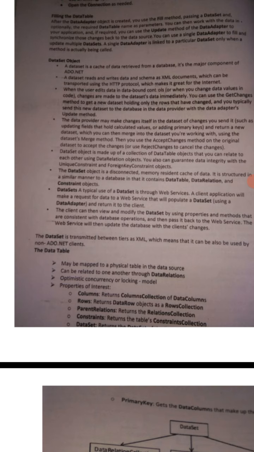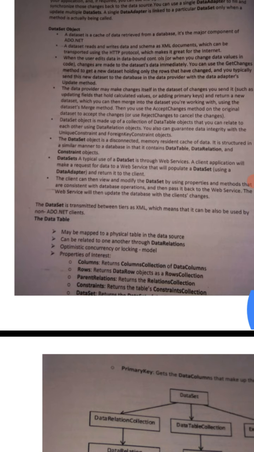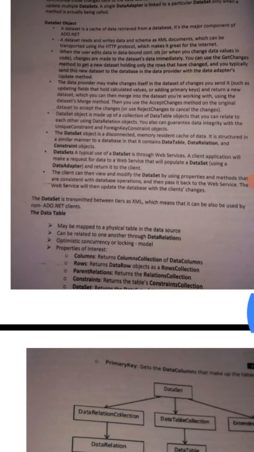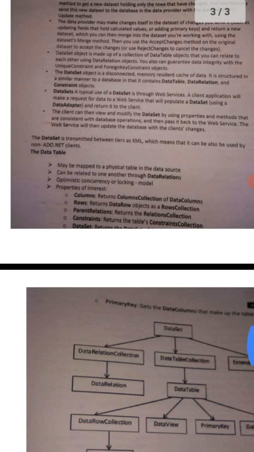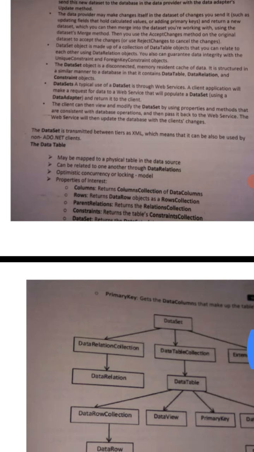A client application will make a request for data to a web service that will populate a dataset and return it to the client. The client can then view and modify the dataset by using properties and methods that are consistent with database operations and then pass it back to the web service. The web service will then update the database with the client's changes. The dataset is transmitted between tiers as XML, which means that it can also be used by non-.NET clients.